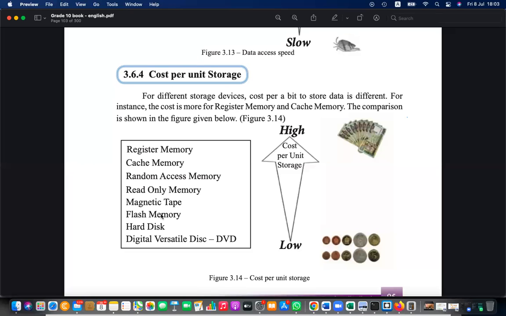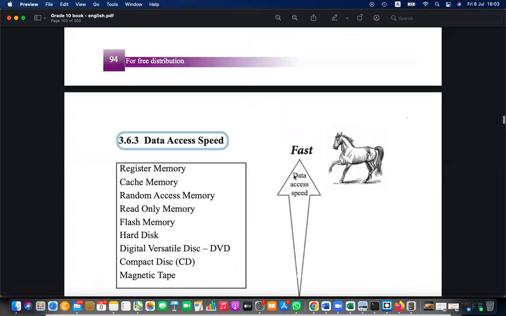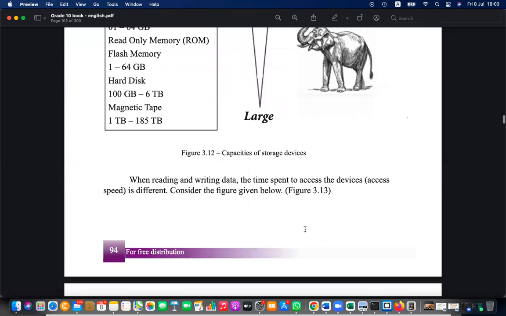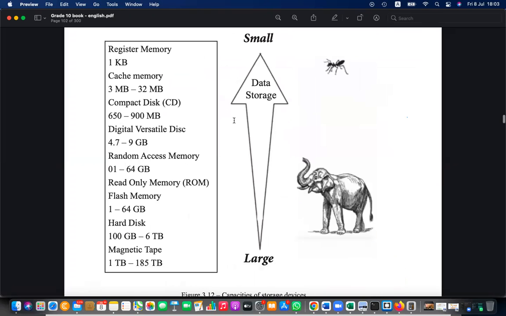So you have to compare the exact units. Cost per unit storage is high here, not just the cost. Here unit storage cost is low. And here faster, slower. Small in capacity, giants.